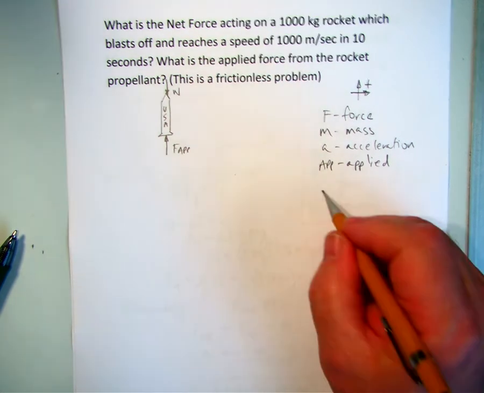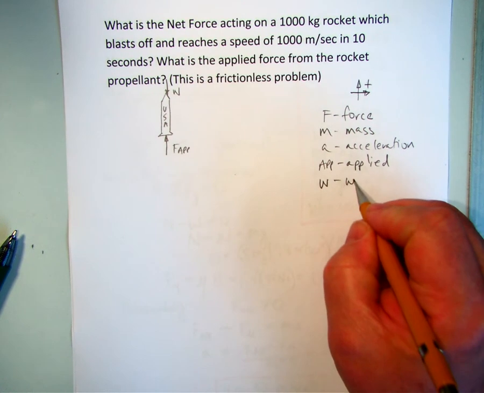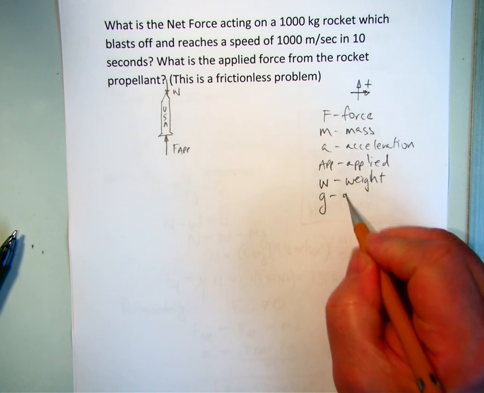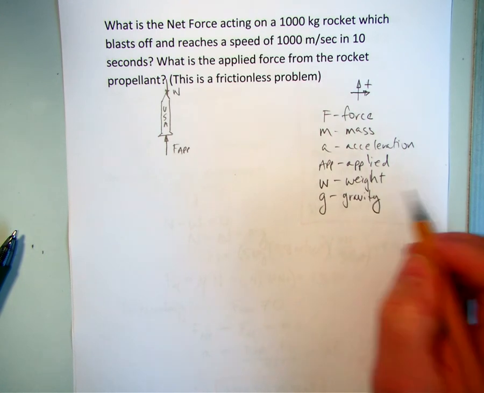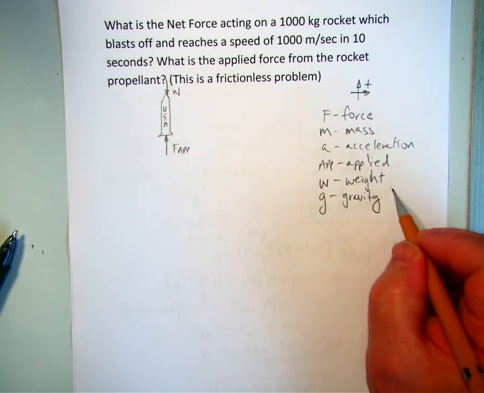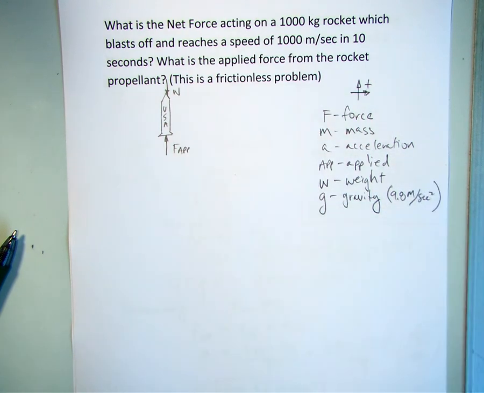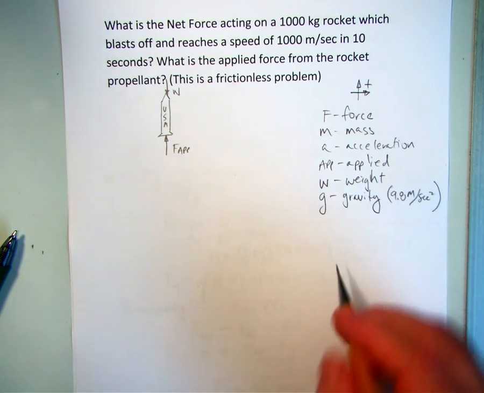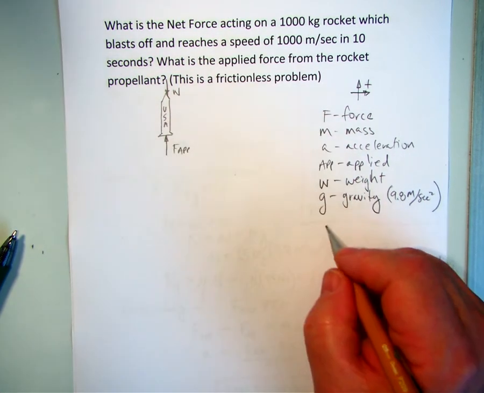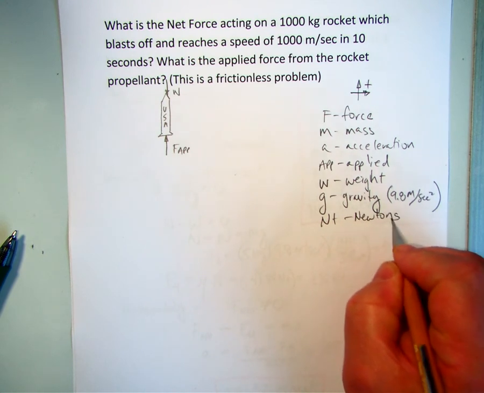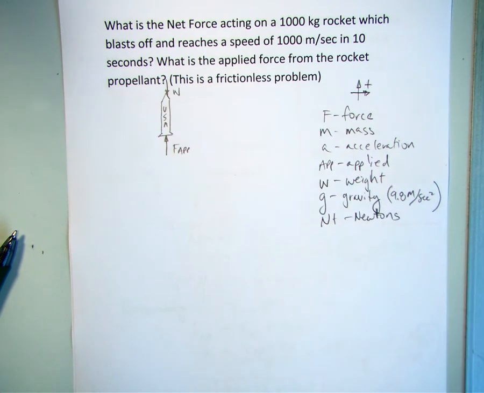What else do we need? Oh, weight. What is weight? Weight is mass times gravity, so we have to have gravity. And that's, as you will recall, 9.8 meters per second squared. Since we have some units here, we want to say newtons, NT for newtons, so we don't confuse that with a normal force. We don't have normal forces. The instant the rocket takes off, those normal forces are gone.